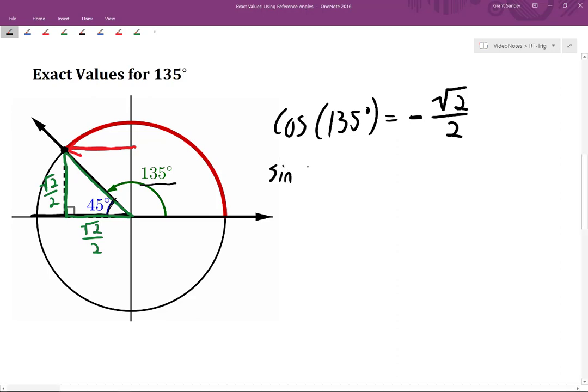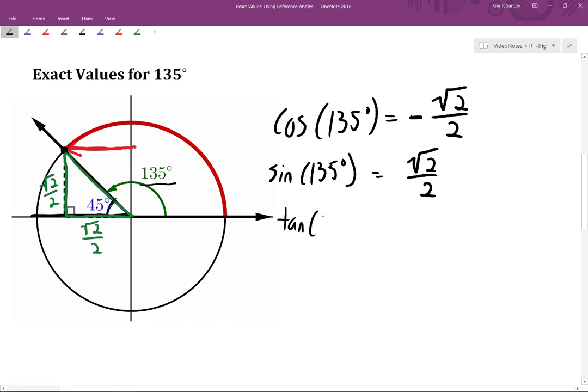Now, similarly, sine of 135 degrees is the vertical component of this angle, which is going to be related to square root of 2 divided by 2, but we have to decide whether or not it's positive or negative. And in this case, since the terminal point is above the center of the circle, we should have a positive output for the sine function. Therefore, sine of 135 degrees is actually positive square root of 2 divided by 2.